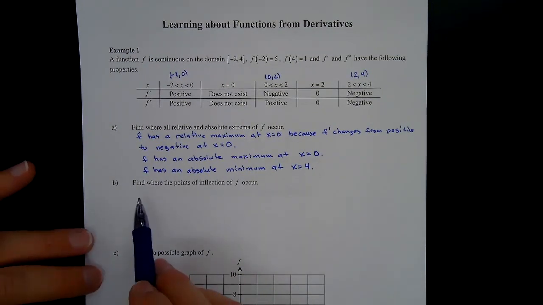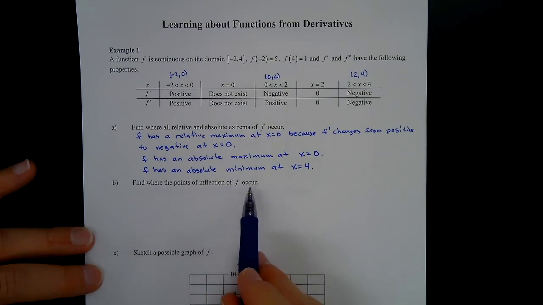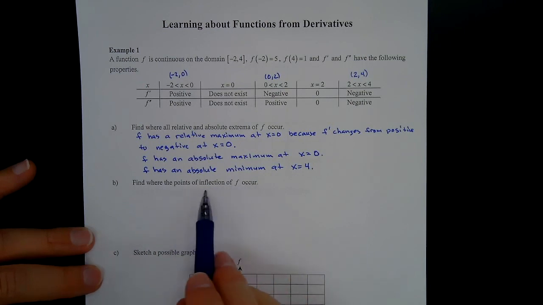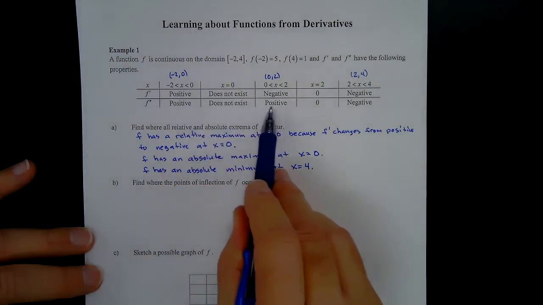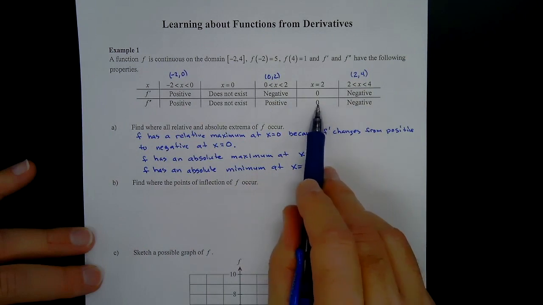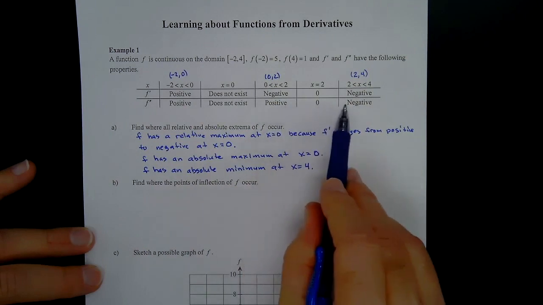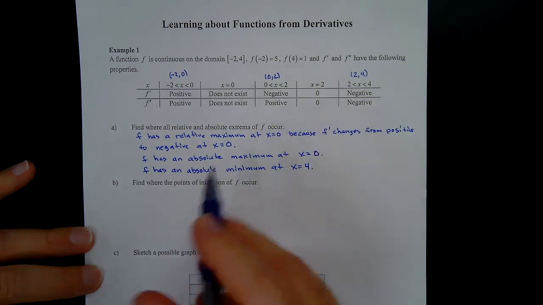So here's one more thing, okay? Find where the points of inflection of f occur. So that's going to be where the f double prime is changing signs. So in this interval, it's positive, okay? And then this interval, it's positive, and then this interval, it's negative. And this was a critical value, right? And so it changed from positive to negative. So f has a point of inflection at x equals 2.